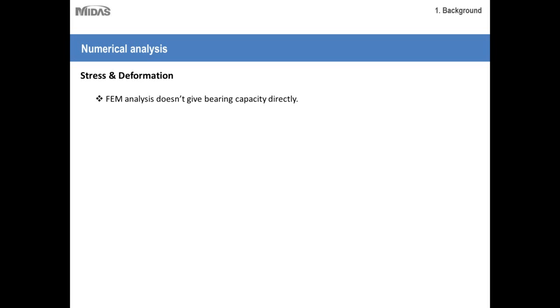Then what is the advantage of having numerical analysis? First and foremost, the advantage of numerical analysis is in determining the stress and deformation that is occurring not only in the structural system but also in the soil. And some engineers have this misconception that, okay, we are doing finite element analysis, so we'll get all the bearing capacities directly. So it's not the case. Finite element analysis does not give bearing capacity directly.